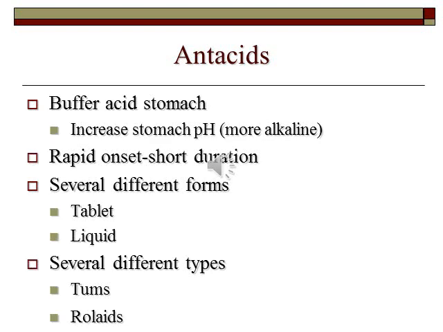Antacids are a very commonly used medication in individuals that have gastrointestinal issues. The main thing that they work to do is basically neutralize the acid found in the stomach. What they do is they actually increase the stomach's pH to make it more alkaline versus lowering it, which would make it more acidic. So they have a pretty rapid onset of action. However, they also have a short duration of action. They come in several different forms and types, both tablet and liquid form. Tums and Rolaids are some of your more commonly used antacids.